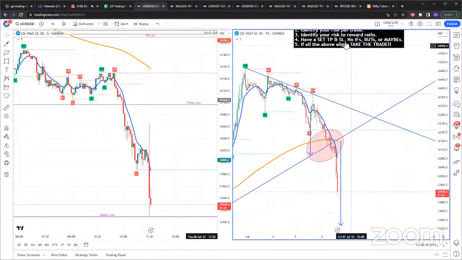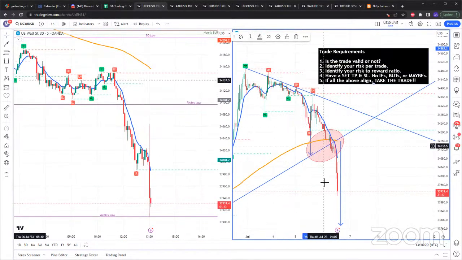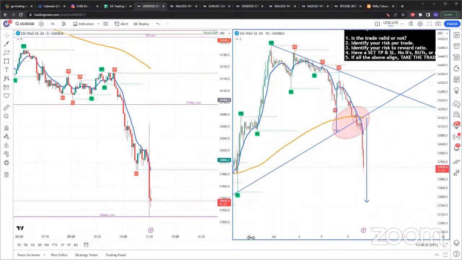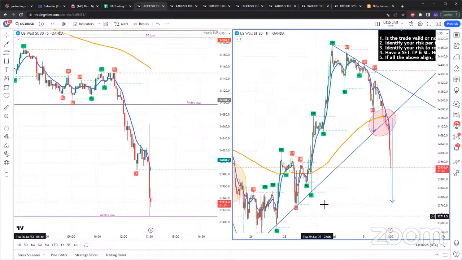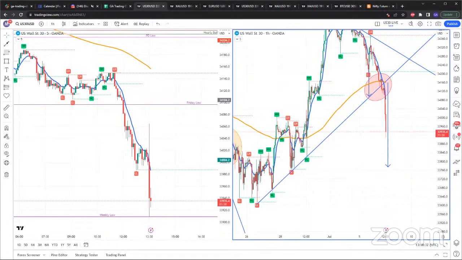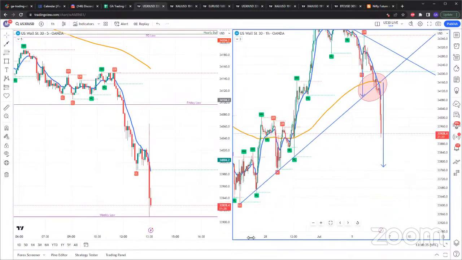And even yesterday, when US 30 was here, I did send, you see this arrow right here. I was expecting US 30 to retest this trend line to the downside. Now, this trend line to the downside is a static trend line. So what we know about a static trend line is that it almost always gets retested.